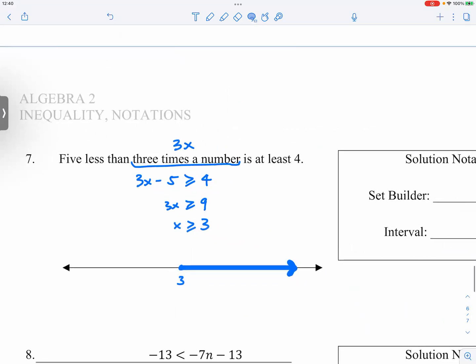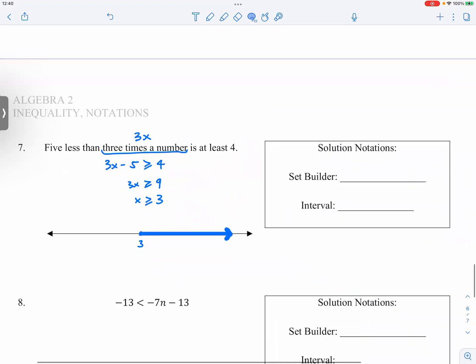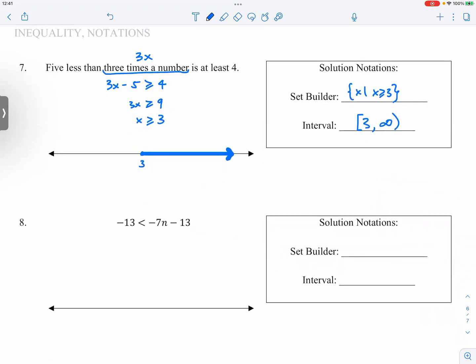Okie doke. So easy set builder notation, easy. So x such that x is greater than or equal to 3. And then we have from where to where? From 3 to infinity. Should we open with a bracket or parentheses? Bracket, because we're including 3. And then we close with the parentheses because of the infinity. Okay.